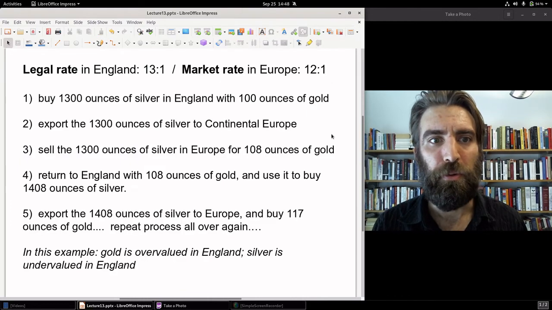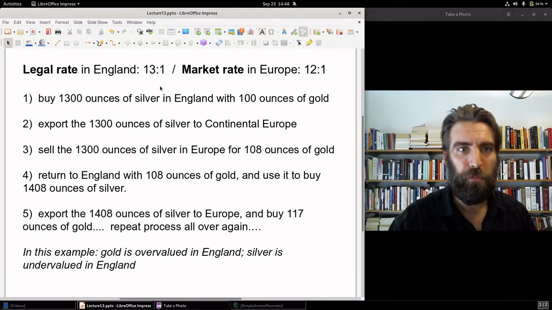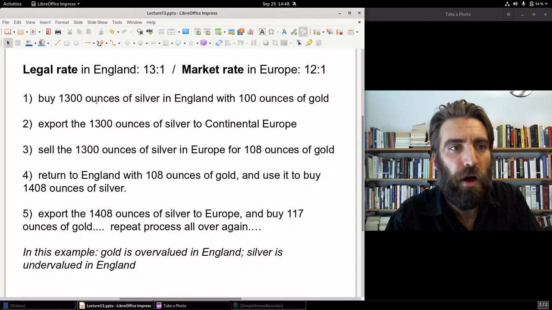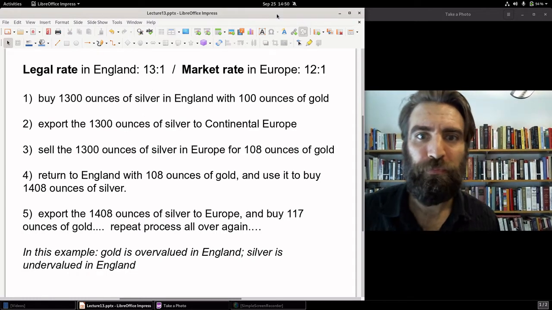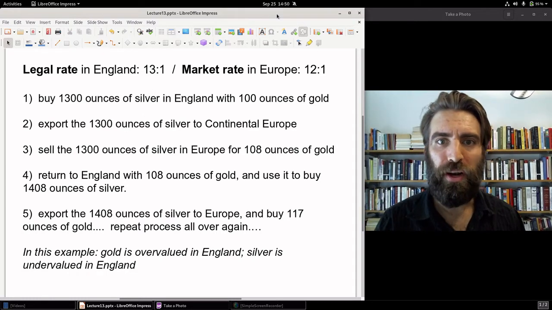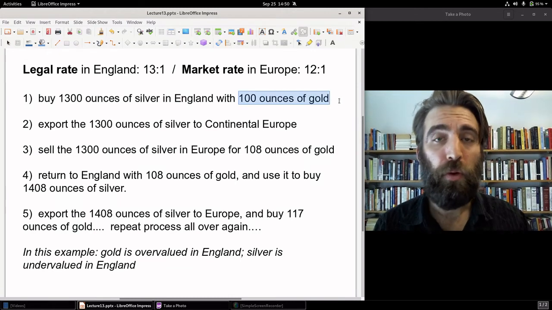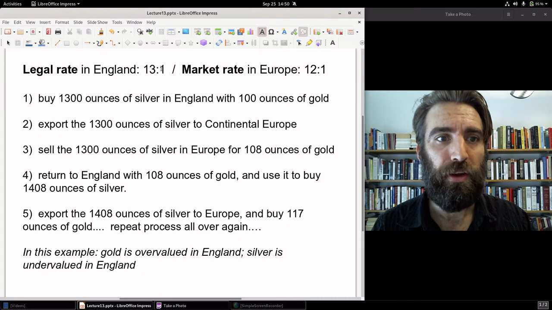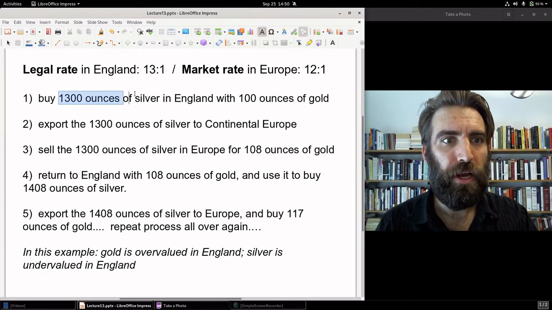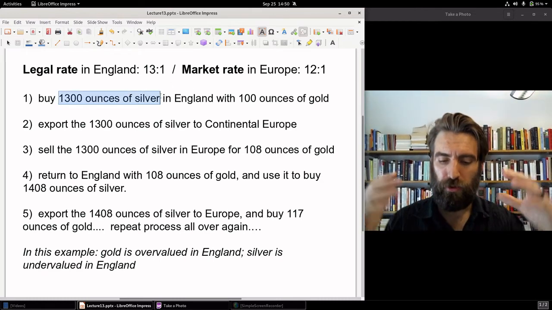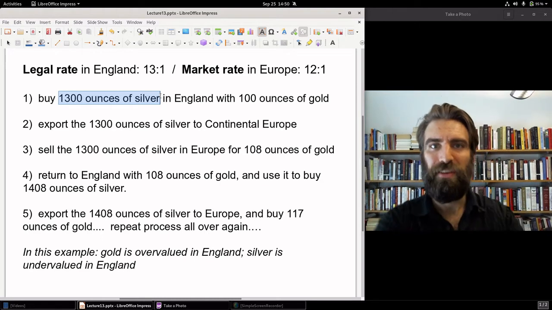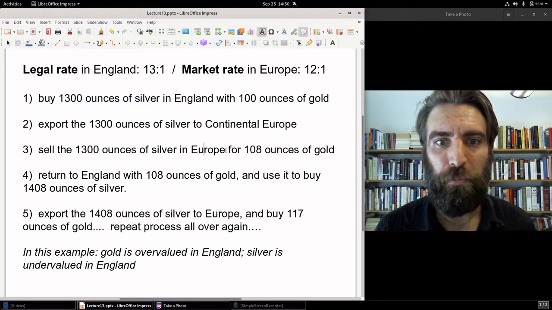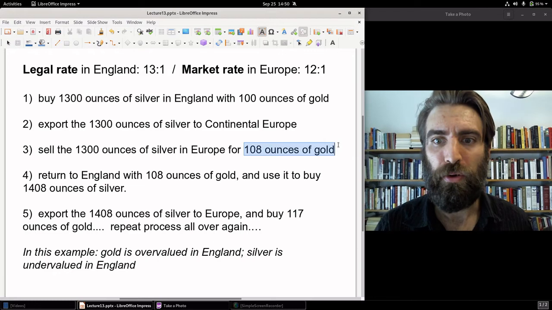What does the merchant do? Well, the merchant figures this out and says, aha, all right. The merchant takes 100 ounces of gold, and with that 100 ounces of gold, according to the legal ratio in England, he buys 1,300 ounces of silver. All right, so he's got 1,300 ounces of silver. He ships that silver to Europe, and with that silver, buys 108 ounces of gold.